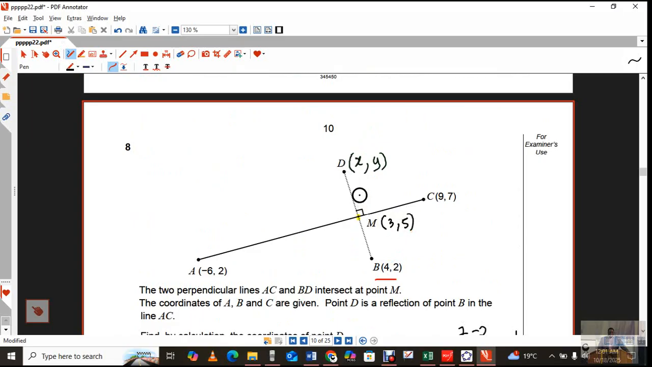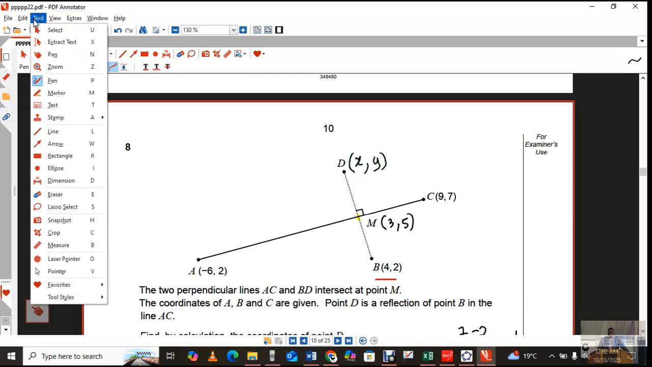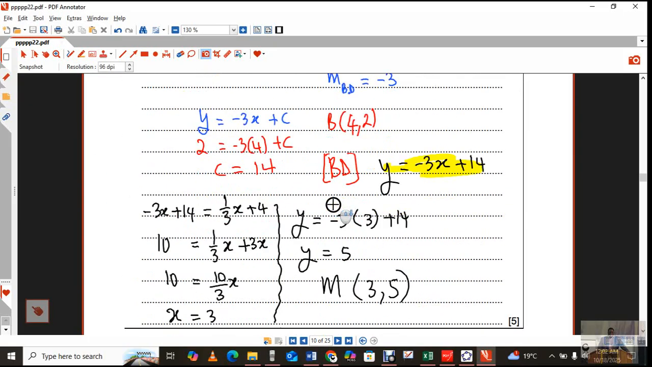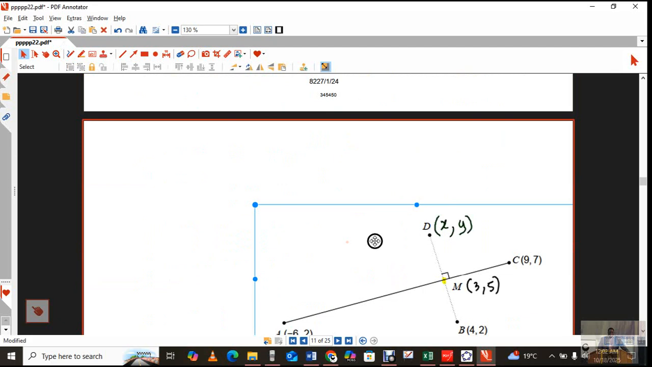So I can find the values of D, or the coordinates of D. There are many ways I can do that. One of the ways I can do that, and let's just keep on saving and take a snapshot. Let's take a snapshot of this whole thing, so I don't have to go back and forth, and let's just bring it over here.